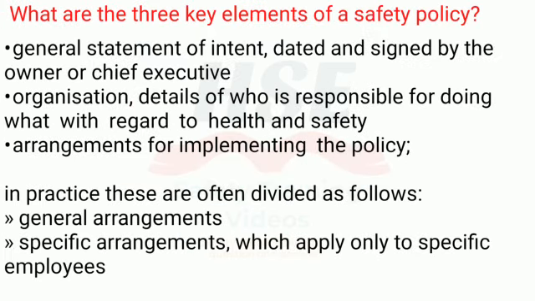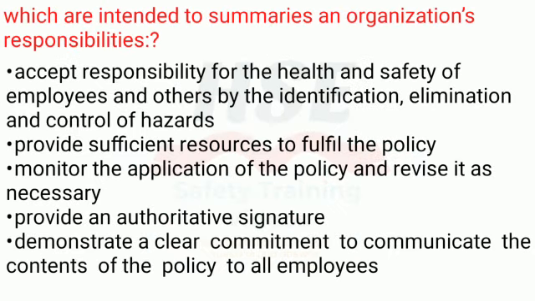What are the three key elements of a safety policy? A general statement of intent, dated and signed by the owner or chief executive. Organization: details of who is responsible for doing what with regard to health and safety. Arrangements for implementing the policy. In practice, these are often divided into general arrangements and specific arrangements, which apply only to specific employees. The statement of intent is intended to summarize an organization's responsibilities.